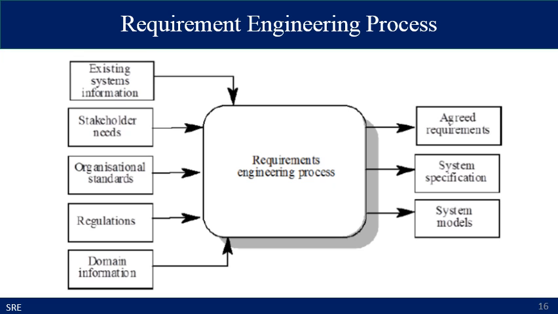For example, the requirement engineering process is typically represented as a black box which takes input from certain stakeholders, organizations, regulations, and domain information. So usually you can get initial requirements by studying existing system information. For example, if you are going to develop a product and similar systems are already built, you can get initial information about the functional and non-functional requirements from the existing systems.